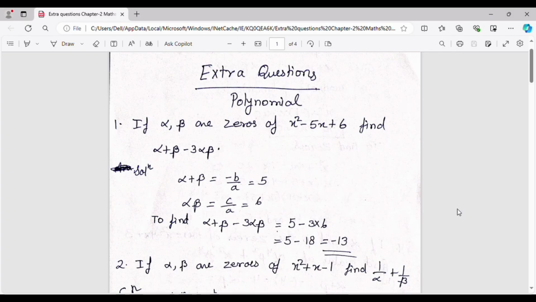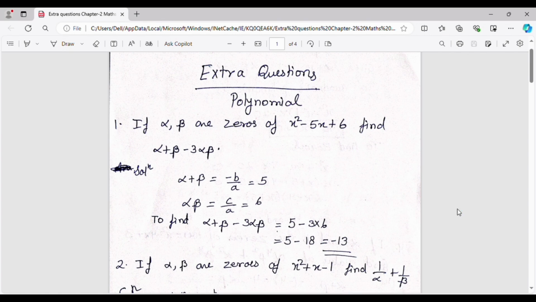Today we are going to discuss extra questions related to Chapter 2 Polynomials. So first question is, if alpha and beta are zeros of x square minus 5x plus 6, find alpha plus beta minus 3 alpha beta. So in this type of question, first we will find sum of zeros alpha plus beta by using the relation which we had studied in this chapter, and then product of zeros alpha into beta, which we will get 5 and 6 respectively, and we will substitute both of them in the given expression and solve it.